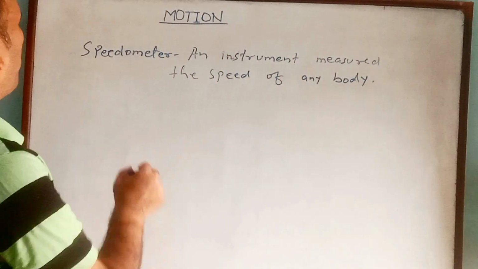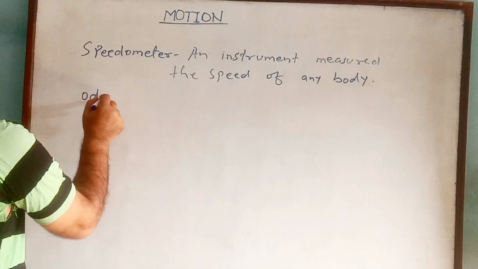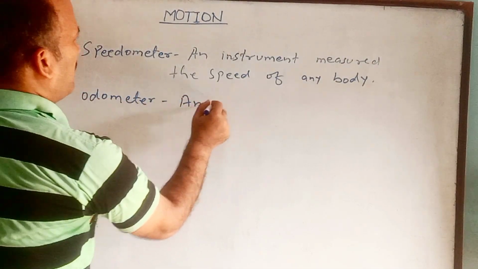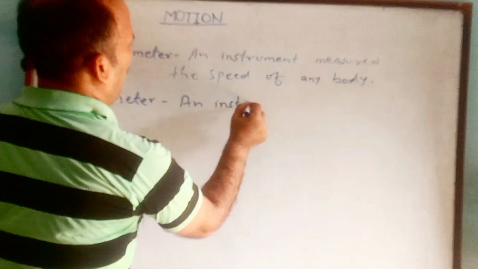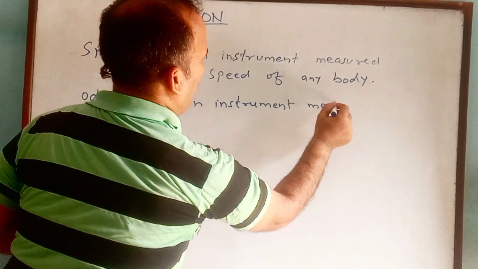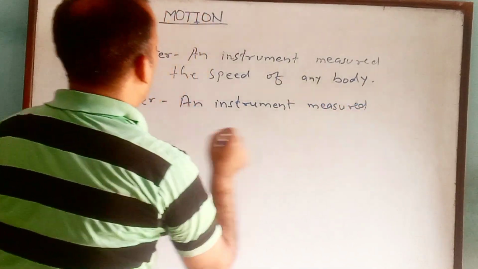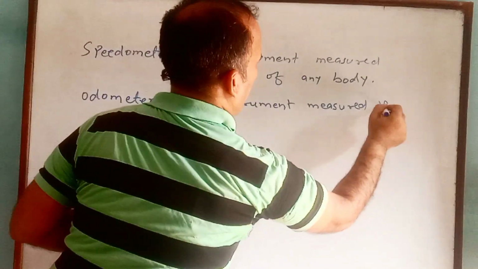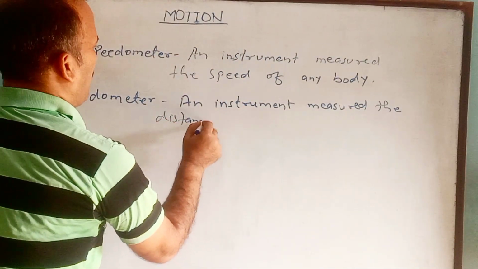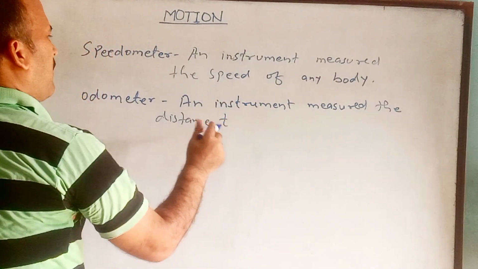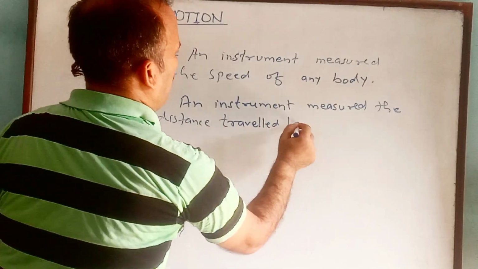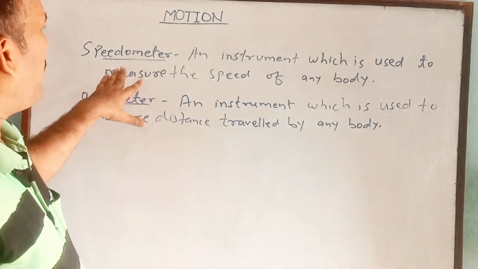And the next one, odometer: an instrument that measures the distance traveled by a body.